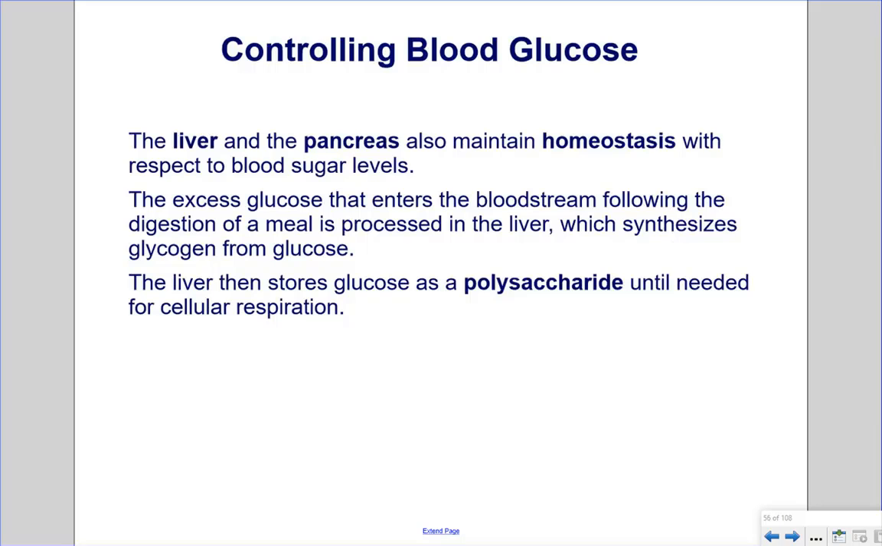Controlling blood glucose. The liver and the pancreas also maintain homeostasis with respect to blood sugar levels. The excess glucose that enters the bloodstream following the digestion of a meal is processed in the liver, which synthesizes glycogen from glucose. The liver then stores glucose as a polysaccharide until needed for cellular respiration.